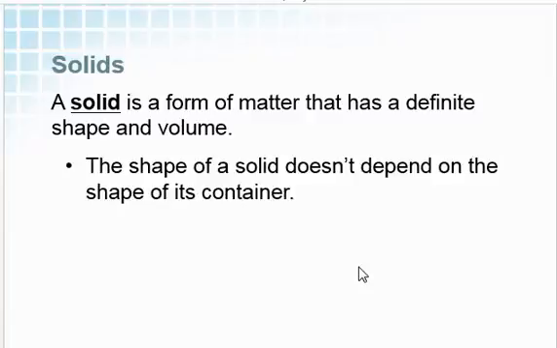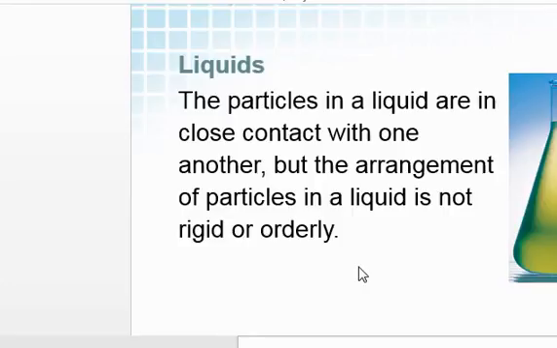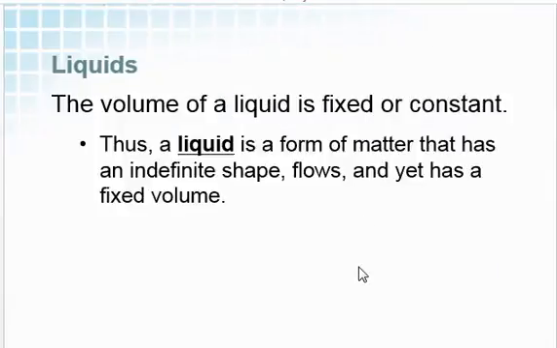The shape of a solid doesn't depend on the shape of its container. Liquids are different. The particles in the liquid are in close contact, but the arrangement is not rigid or orderly. The volume of a liquid is fixed. That is, liquid is a form of matter that has an indefinite shape. It flows around, but it keeps the same volume almost exactly.